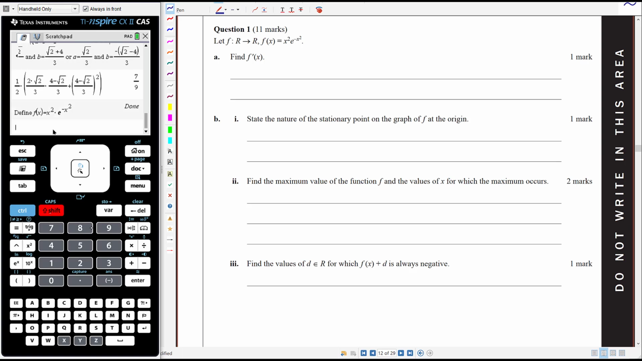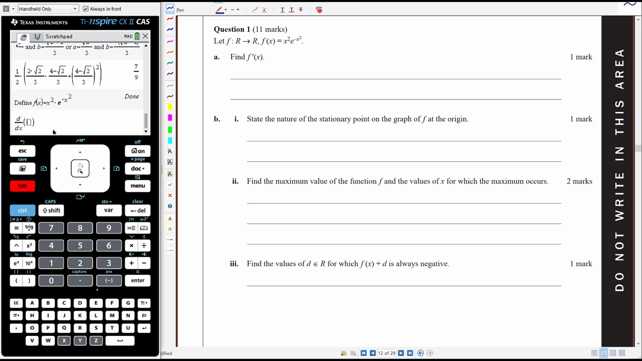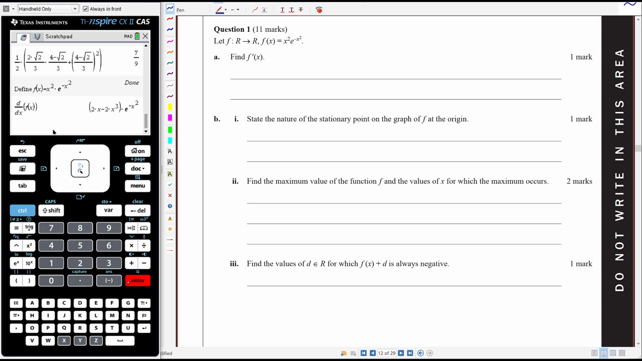Alright, we want the derivative, so shift minus. Okay, as I said, easy enough to do by hand. It's a nice product rule, but when you've got your CAS, there's no reason to do it by hand if you don't need to. So it's 2x minus 2x cubed times e to the negative x squared. State the nature of the stationary point on the graph of f at the origin.